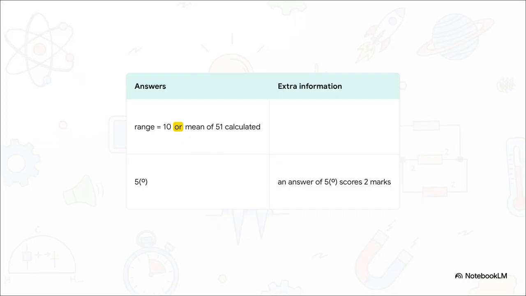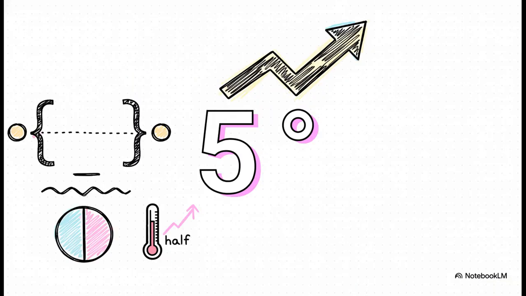And here's the mark scheme to prove it. For that first mark, you could show that the range is 10 or that the mean is 51. Either one works. For the second mark, you just state the uncertainty. And look at that helpful little note: if you just write down the correct final answer, 5 degrees, you get both marks automatically. So the final uncertainty is 5 degrees. Just a quick reminder of how that works: you take the full range of the results, which in this case was 10 degrees, and you halve it. That gives you that plus or minus value around the average.